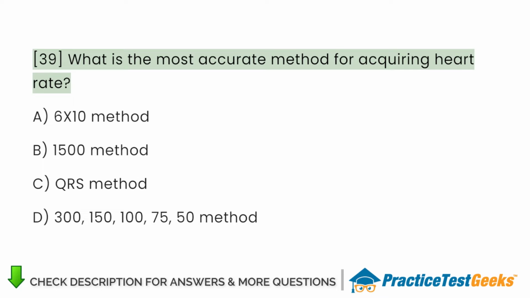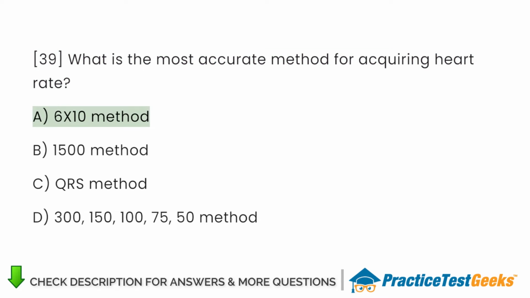What is the most accurate method for acquiring heart rate? A. 6x10 method. B. 1500 method. C. QRS method. D. 300, 150, 100, 75, 50 method.